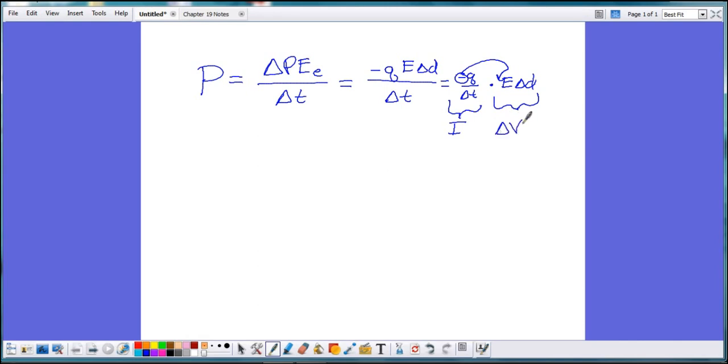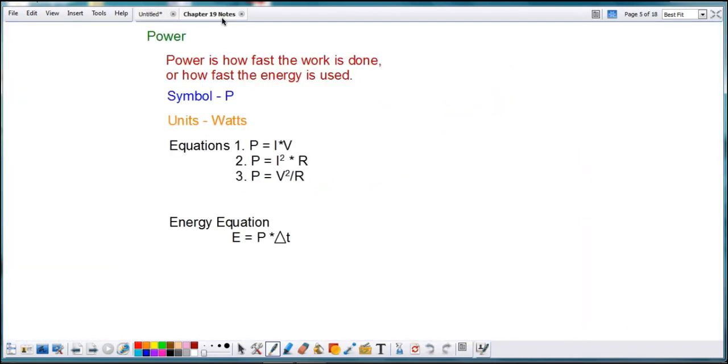Now, once we start talking about circuits, we drop the delta when we're talking about potential difference, and we just use the letter V. So now we've got an equation: power is equal to current times voltage. And that is what we have written down in the slide back here. Power is equal to current times voltage.